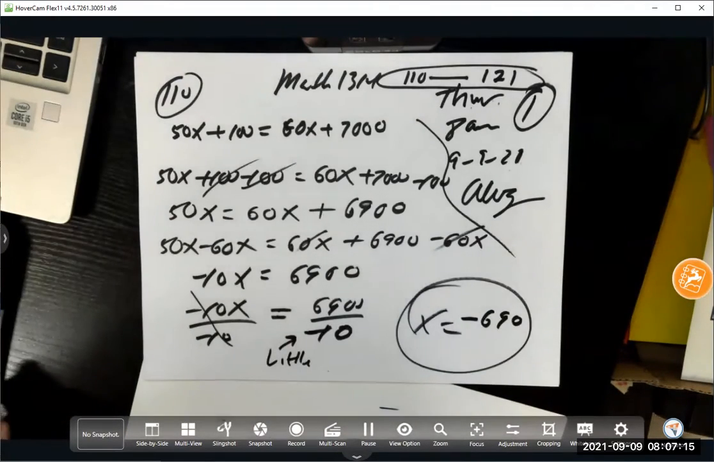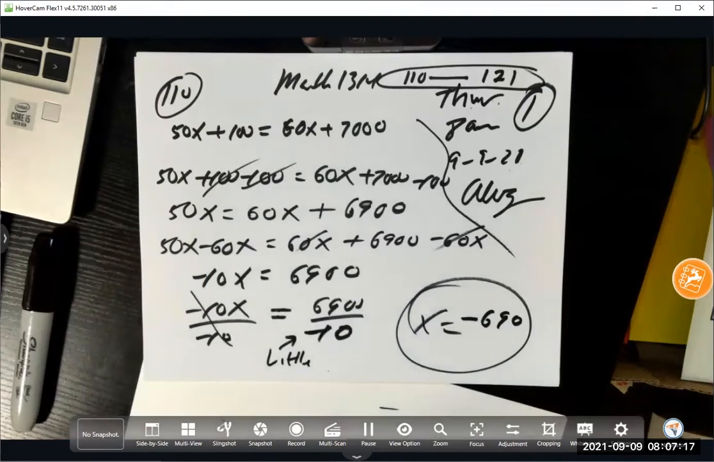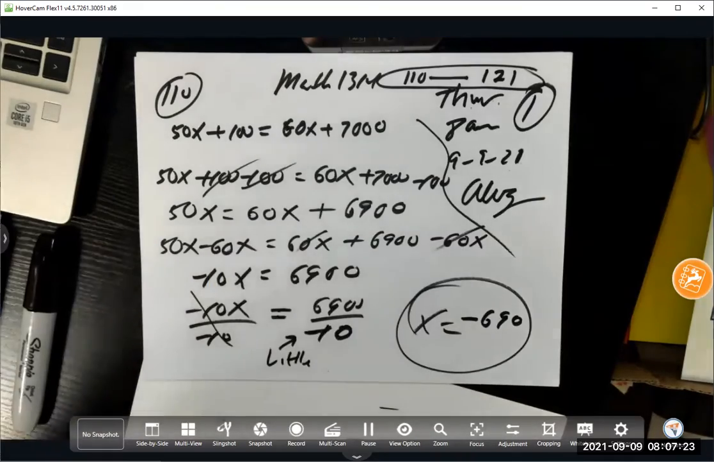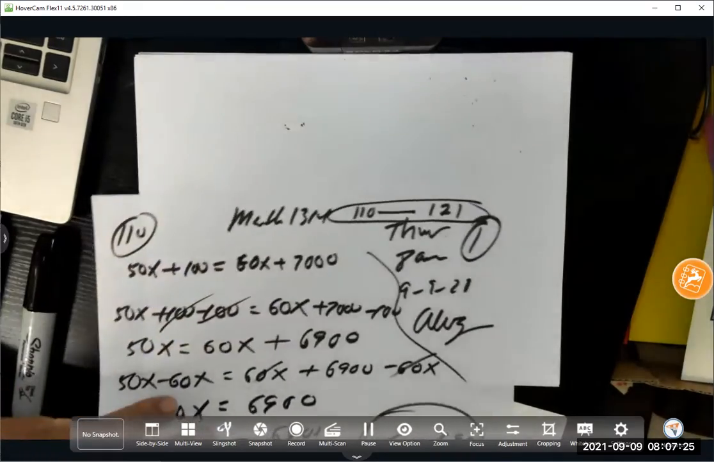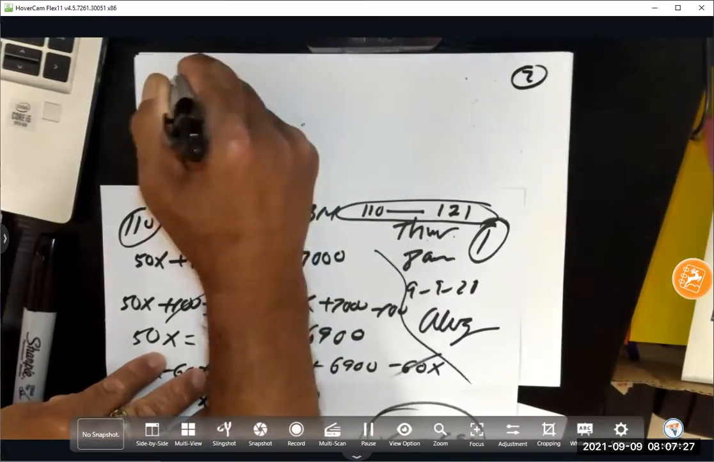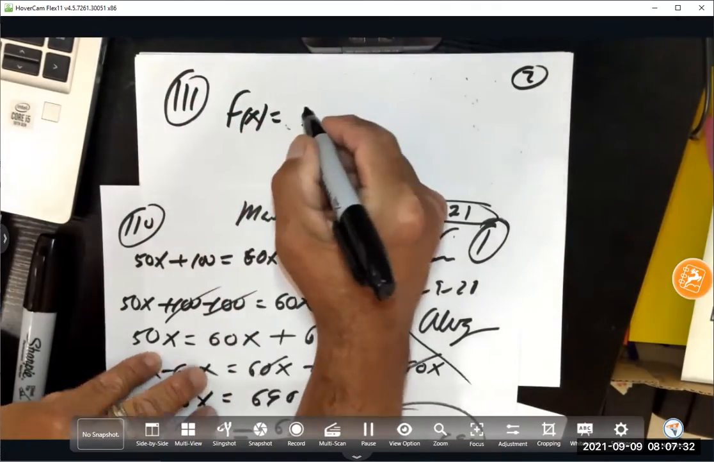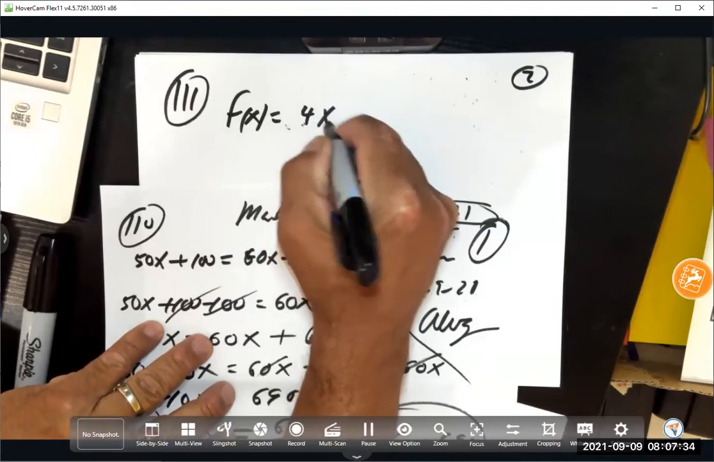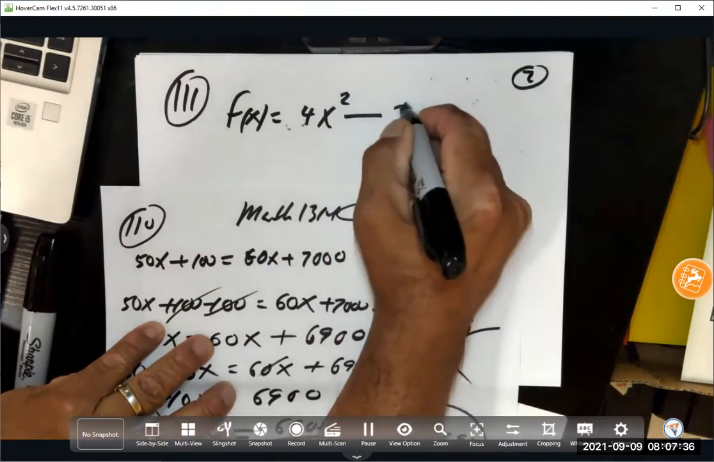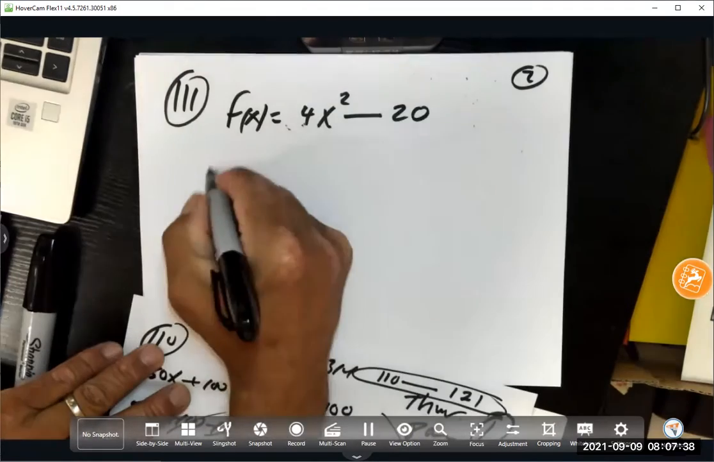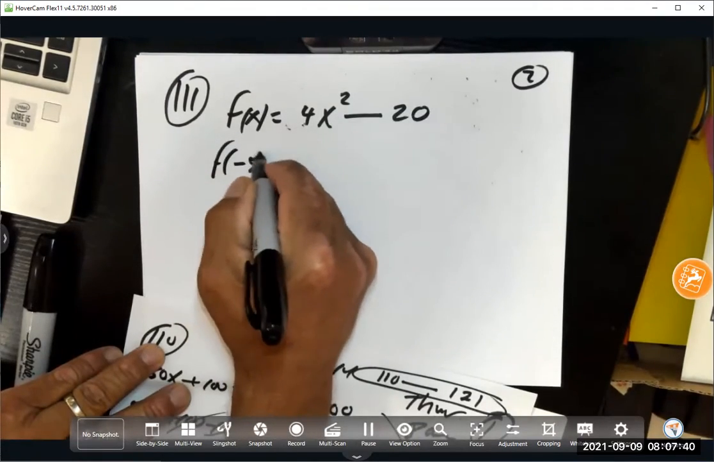So 110. Can I say 110 is okay? Okay. I'm gonna go next one then. I'm gonna go 111 then. I'm gonna say yes, you got it. All right. Number 2, 111. It says f of x is 4x squared minus 20. It's gonna say find f of -5.